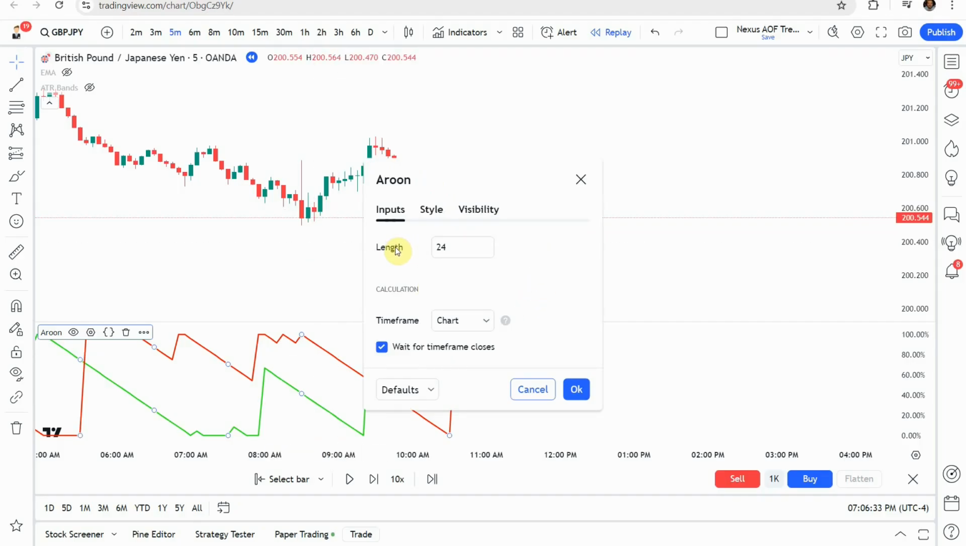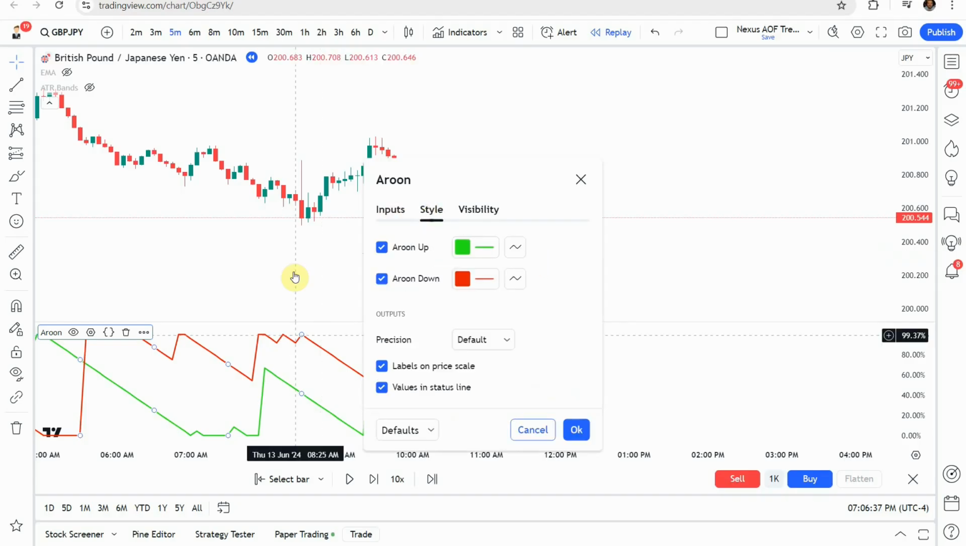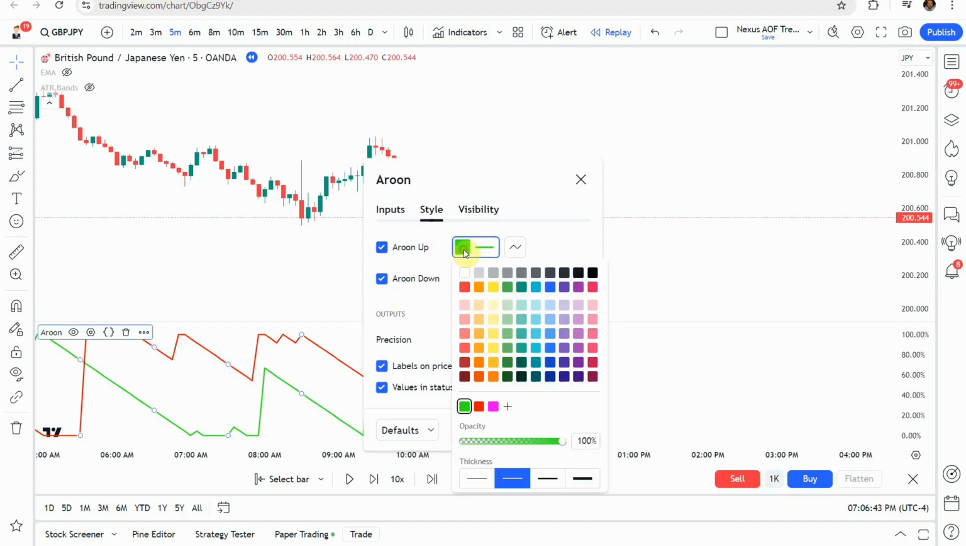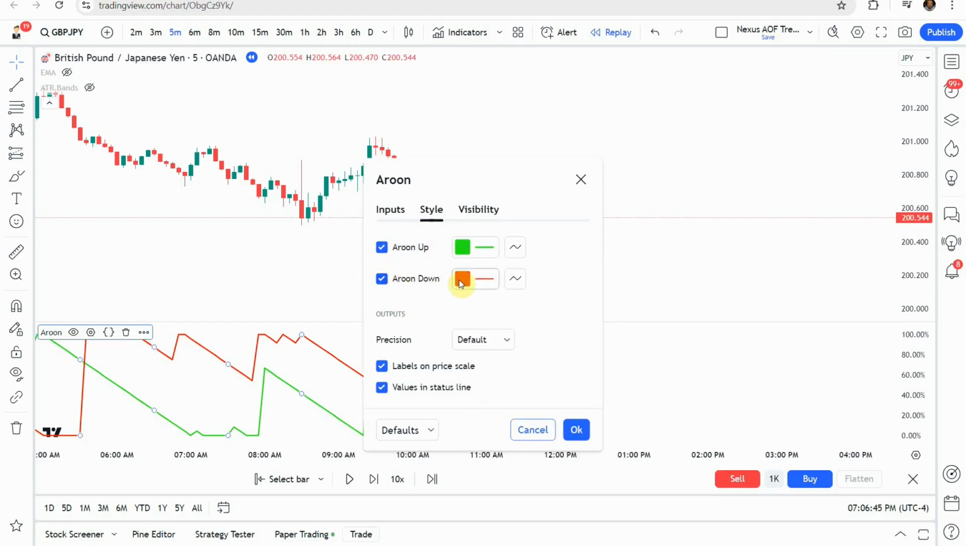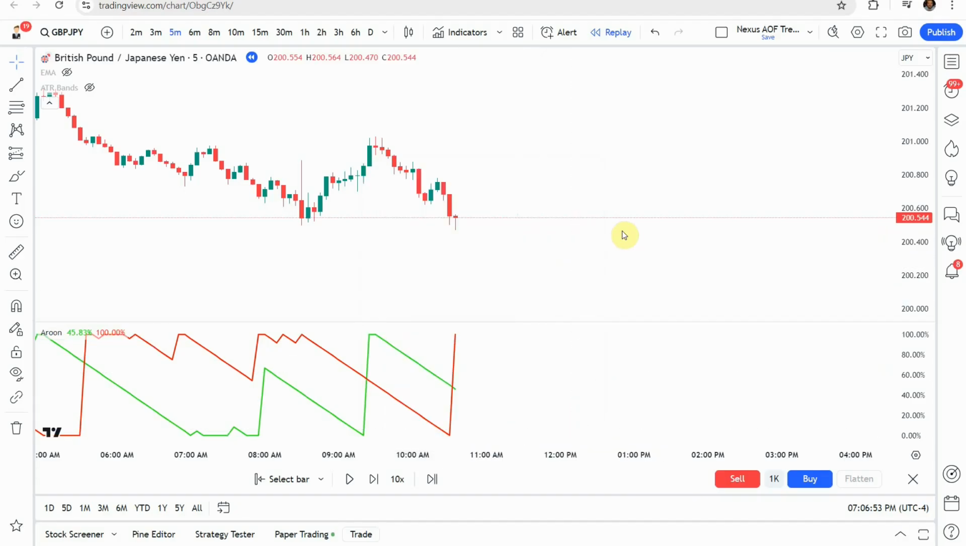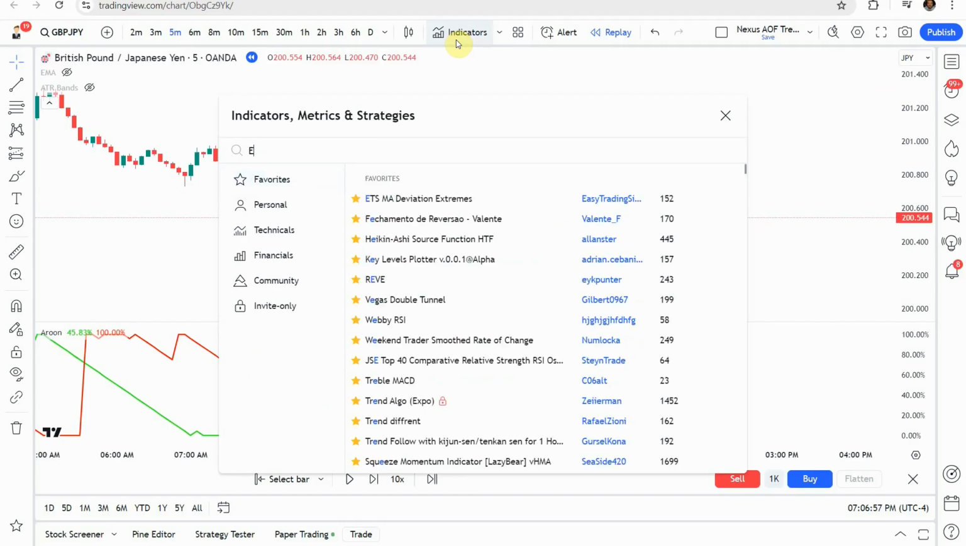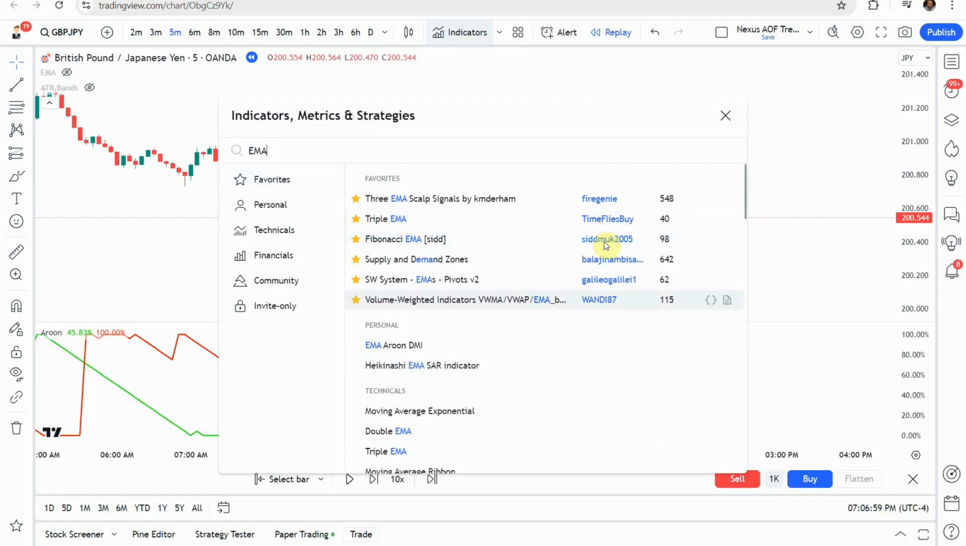And under the length right here, I'm going to go ahead and change that to 24, and then jump into the styles. And this is optional, but what I do is the Aroon up, I turn to green, and the Aroon down, I turn to red. That way you just have the classic up is green and down is red type format. And click OK.